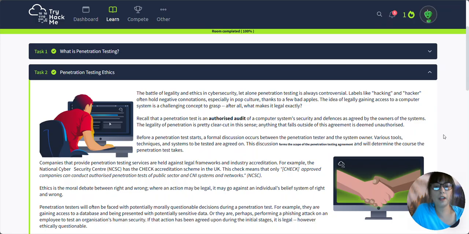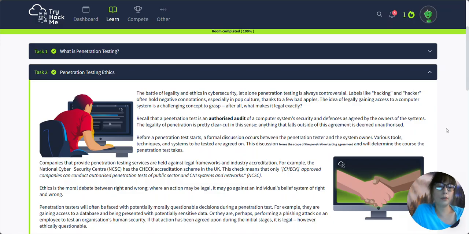Before a penetration test starts, a formal discussion occurs between the penetration tester and the system owner. Various tools, techniques, and systems to be tested are agreed on. This discussion forms the scope of the penetration testing agreement and will determine the course the penetration test takes.